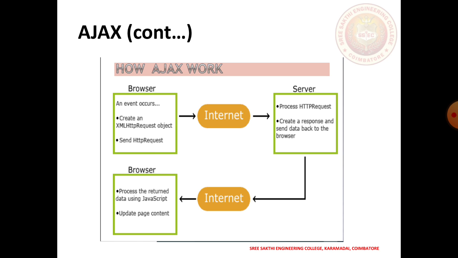How does Ajax work? When an event occurs, for example, when a user clicks a button or a page gets loaded, JavaScript creates an XMLHttpRequest object. Once the XMLHttpRequest object is created, it sends a request to the server. Here, Ajax communicates with the web server only through the XMLHttpRequest object. The server communicates with the database using PHP, Servlet or JSP and gets the data, and it creates a response and sends it back to the browser.